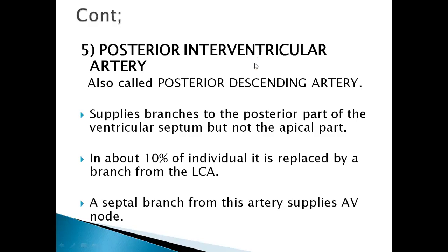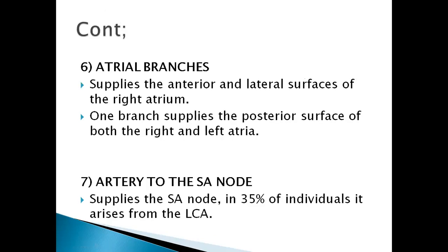Now the atrial branches, as the name indicates, these branches will supply the anterior and lateral surfaces of the right atrium. One branch supplies the posterior surface of both atria. One branch from the atrial branches supplies the right and left atria.